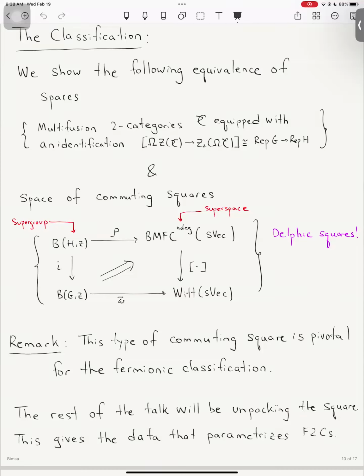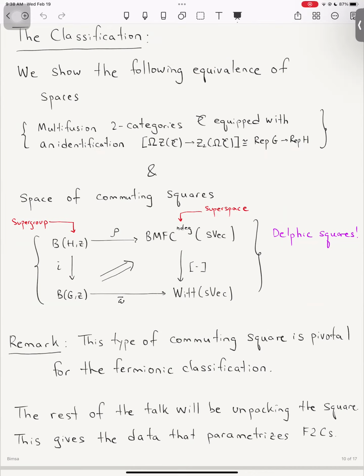So if you take a fusion 2 category C and equip it with some identification, you look at the loops of the center, and then you look at the Müger center of the loops. This is some dominant functor. So you can extract out these 2 pieces of data. This functor is always dominant. So from this piece of data, you always get a functor from Rep G to Rep H.